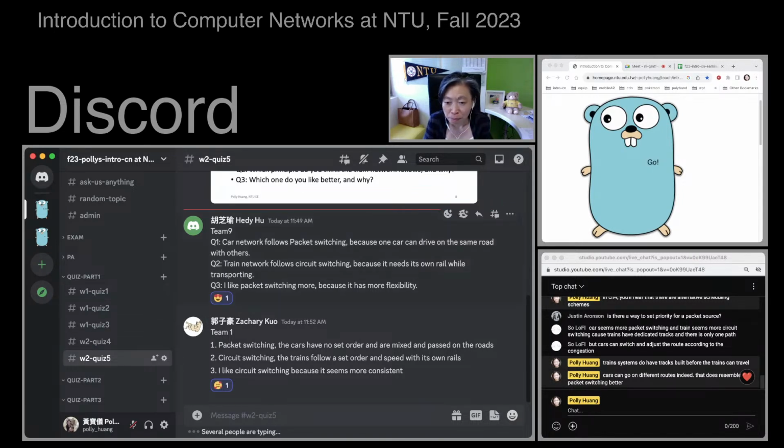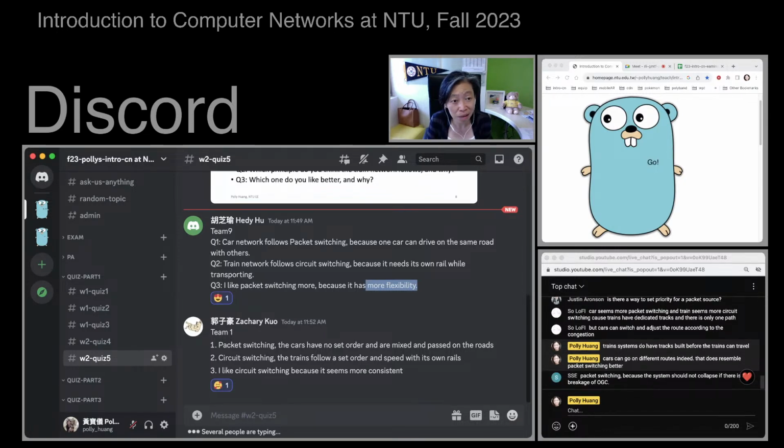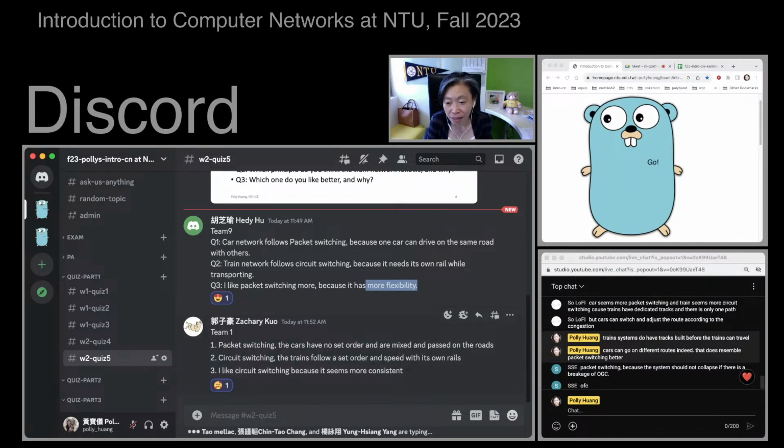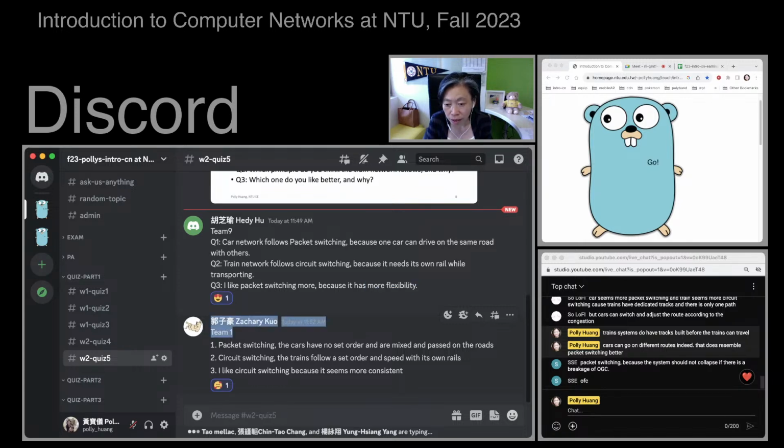Maybe this will help the other teams go on with the debate. Team 9 says, I like packet switching more because it's more flexible. From that example we went through, it is more flexible, right? It can accommodate more people, more users, more packets. It seems to be a good thing that more of us can participate, given limited resources, isn't it?